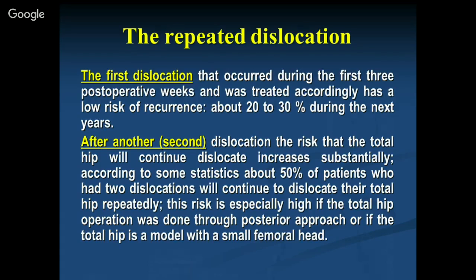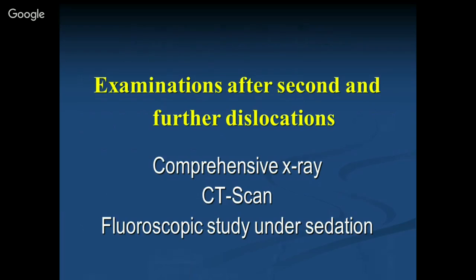So for repeated dislocation, a first dislocation that occurred during the first 3 postoperative days and was treated accordingly has a low risk, about 20 to 30%, of recurring in the next years. But after a second dislocation, the risk that the total hip will continue to dislocate increases substantially according to the statistics. 50% of the patients who had 2 dislocations continue to dislocate repeatedly. So examination after the second and further dislocations should be comprehensive: X-ray, CT scan, fluoroscopy under guidance.